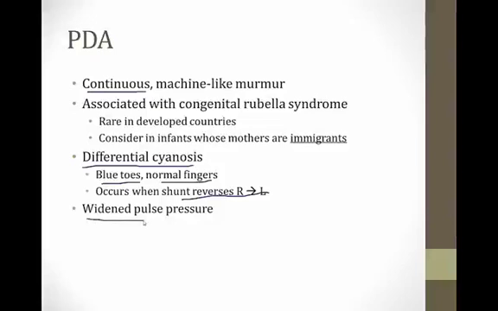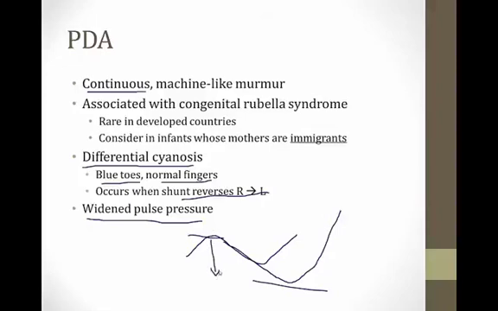You can also see a wide pulse pressure in a PDA. Why does this happen? Well, normally the pressure in the aorta goes up to about 120 and comes down to about 80, and it goes through this cycle. But when there's a PDA, it drops very, very low because there's an extra way for blood to leak out of the arterial tree. That makes for a low diastolic pressure, and therefore the difference between the peak and the trough, the difference between systolic and diastolic, will be greater, and that's what's called the pulse pressure.